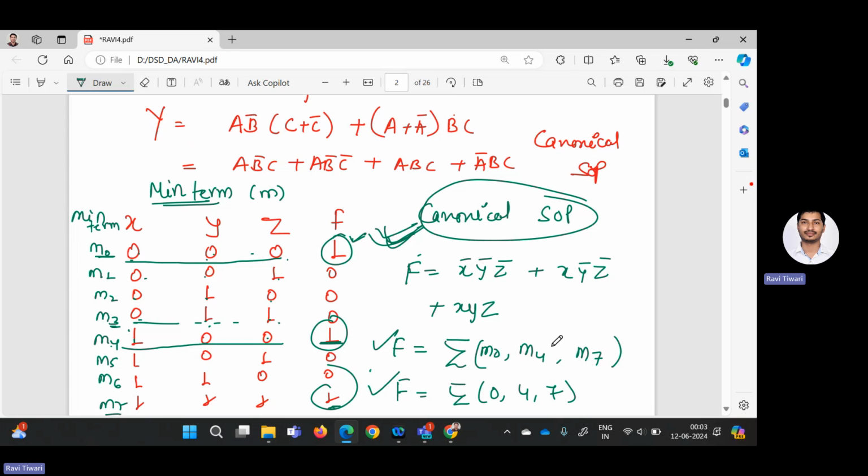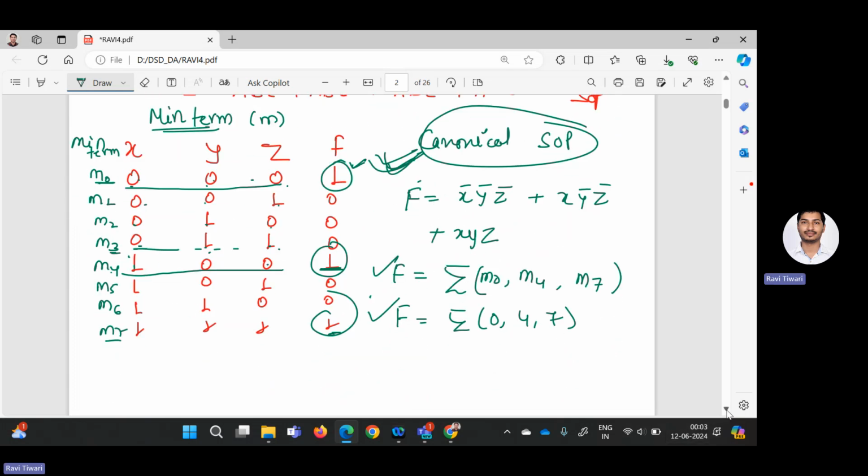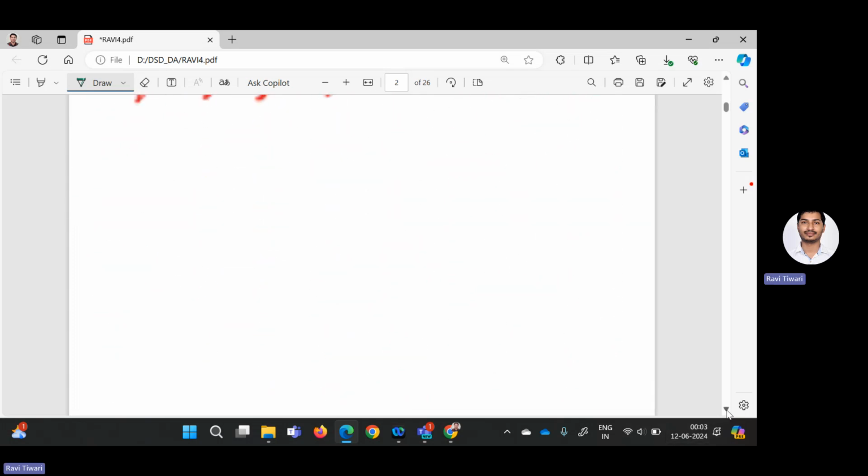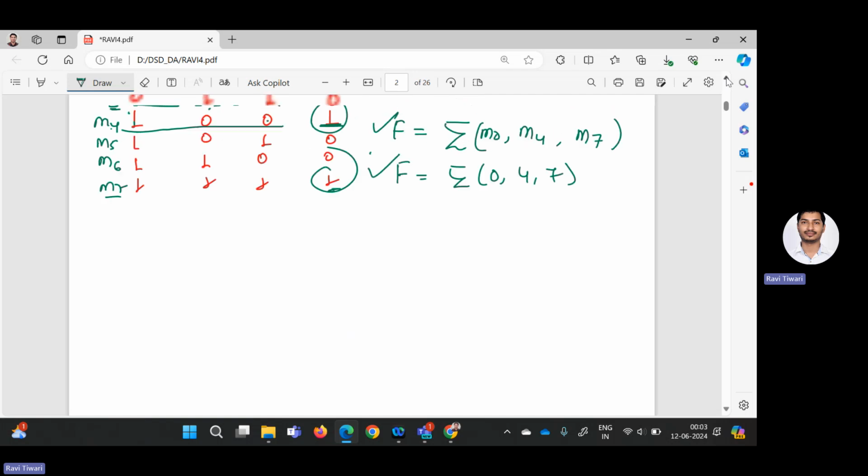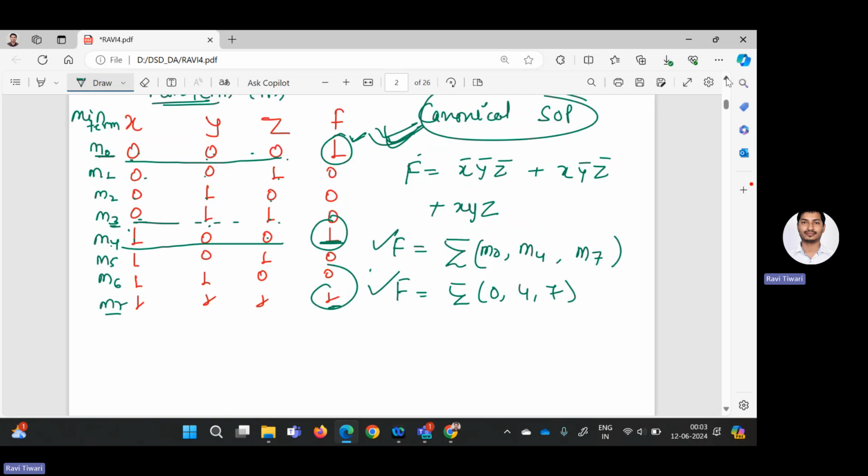Now we will see the canonical POS form. Okay. First we will see the minimal SOP form. So for example, we have written this expression by 0, 4, 7, right? So for example, we got this expression. This is the canonical expression. F is equal to this one.